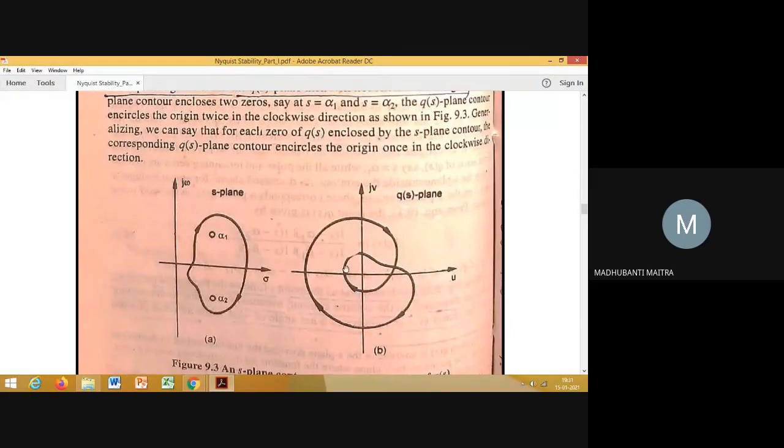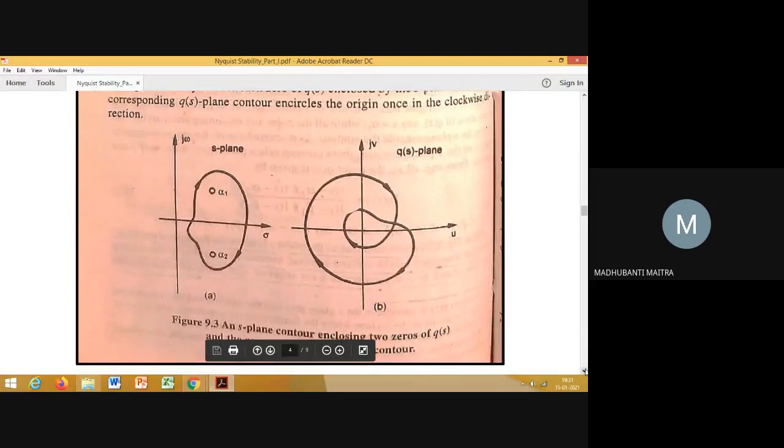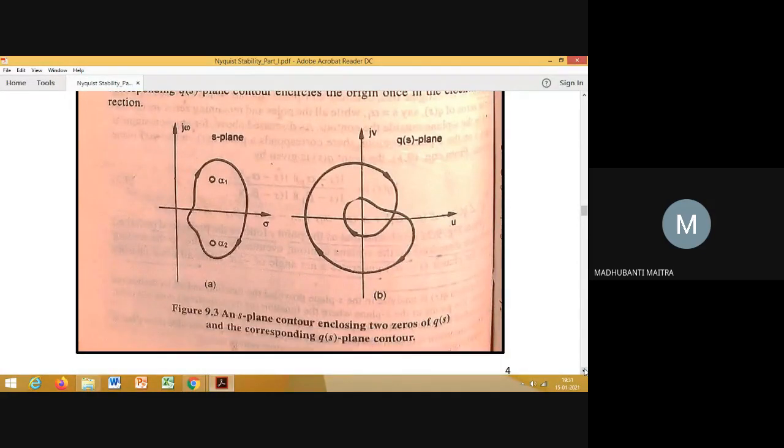So now the QS phasor will encircle the origin twice in the clockwise direction. One encirclement because of the enclosure of this first zero, and the second encirclement of the origin by this QS plane contour because of the enclosure of the second zero by the S-plane contour. And both encirclements will be in the clockwise direction. Is it clear?